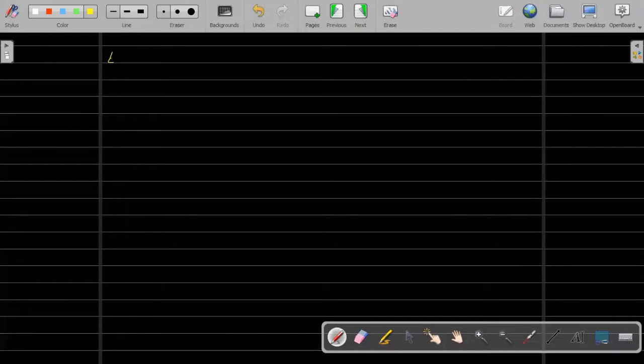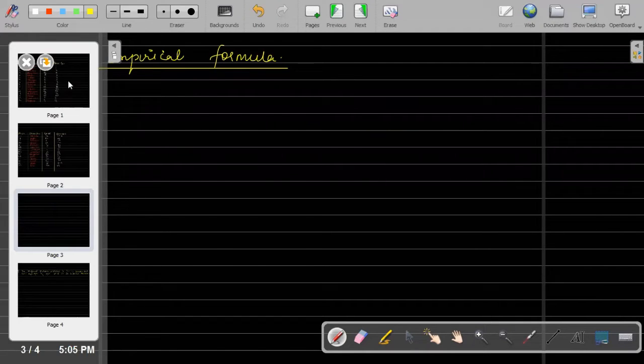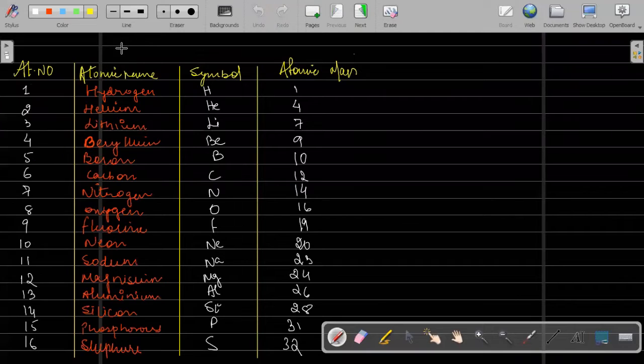Today's topic is empirical formula. Firstly, you should learn the atomic mass of the atom. So this is the list of atomic masses. At least you have to learn atomic numbers 1 to 20, as well as the mass number with the symbol.